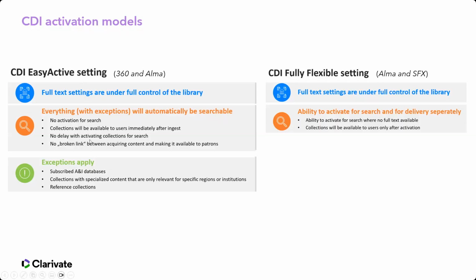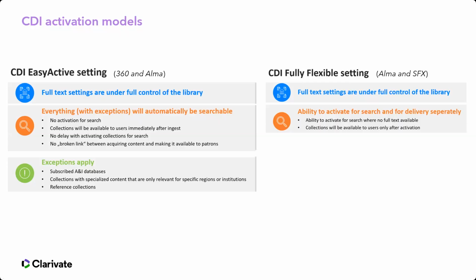In the fully flexible setting, you have more control over the searchable records. You define which collections you want your user to see in the expand search with the indication no full text. This means, however, that you need to do a little bit more work. You need to do an extra step, so you need to do some search activation. This will make sure that the records appear in the expand search.